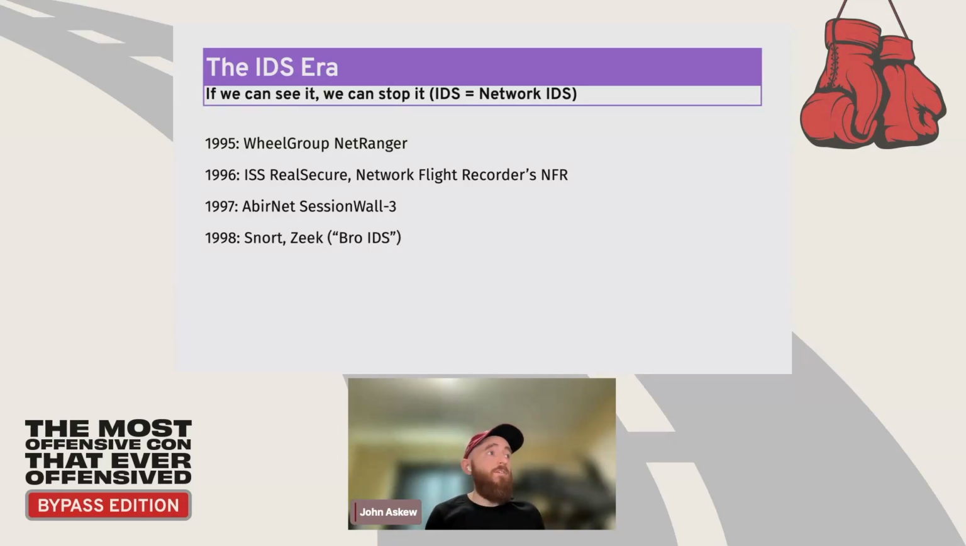1998 was kind of a big year. We had Snort, the open source IDS, released, which is still very relevant today. We also had Bro IDS, which is now called Zeek, that came out the same year. And those are still things that you might use today. We also had the IPS, the intrusion prevention system, that attempted to block things and not just alert on them.